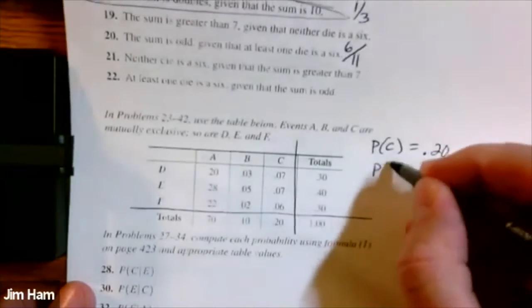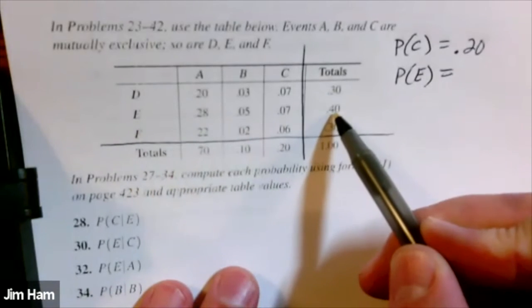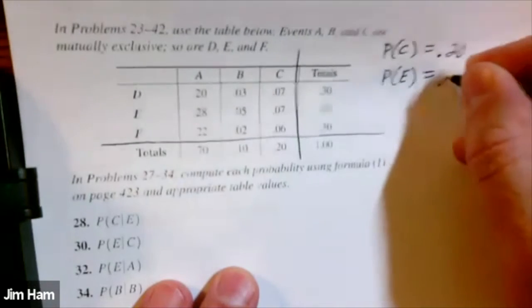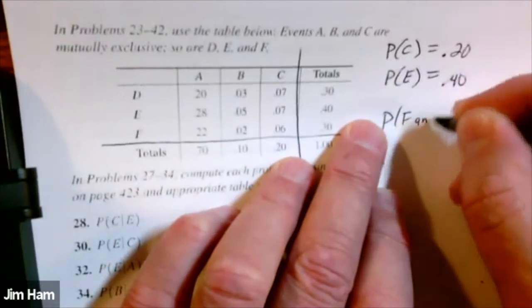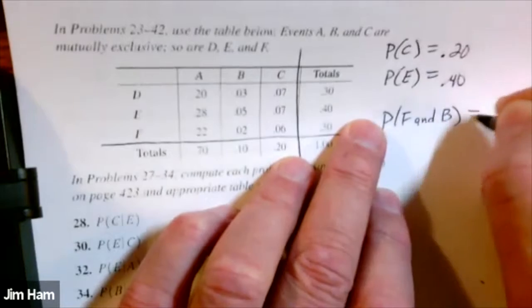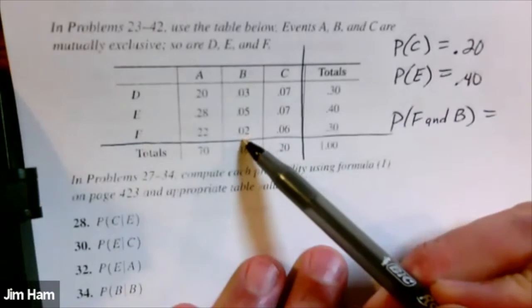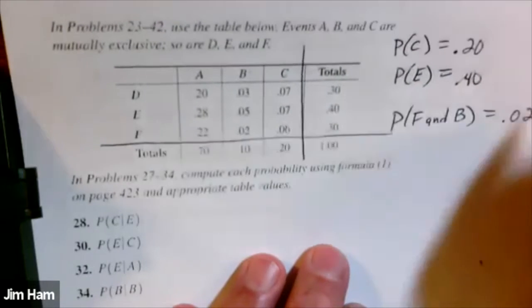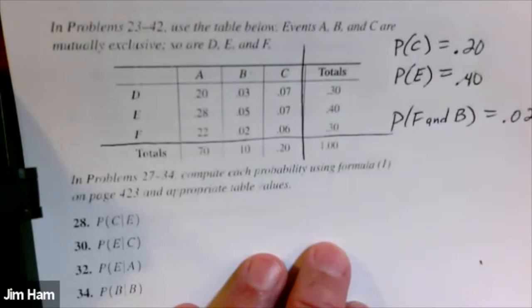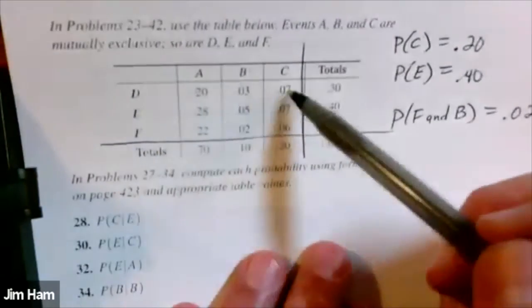All right, what's the probability of E? You go to the row total, 0.40. All right, what's the probability of F and B? From the table, F and B intersect right there at 0.02. So you see how you interpret this grid here? Notice all of these are mutually exclusive.